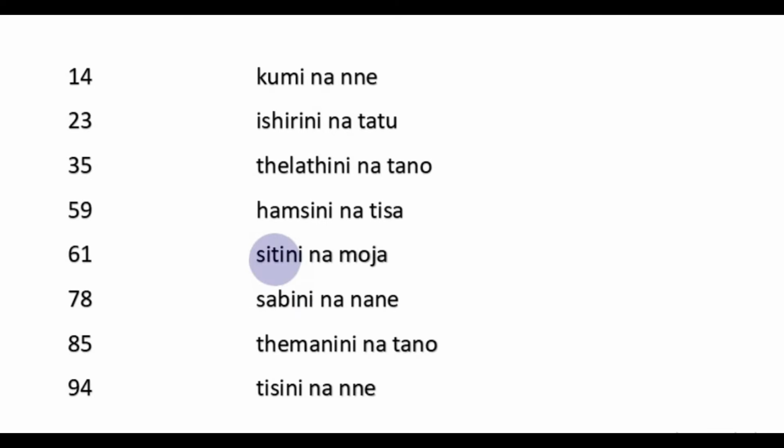61 becomes 60 and 1, which is sitini na moja. 78 becomes sabini na nane. 85 becomes themanini na tano. 94 becomes tisini na nne. So we simply add the tens and the units.